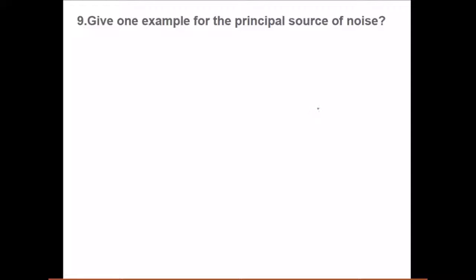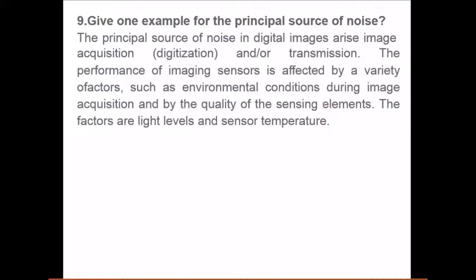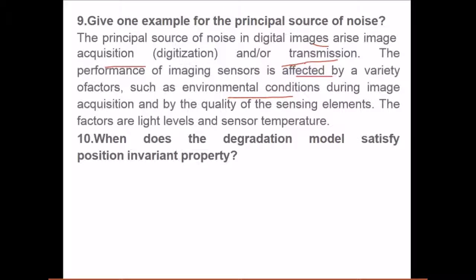Give one example of the principal source of noise. The principal source of noise in a digital image arises from image acquisition, say digitization, or transmission. The performance of imaging sensors is affected by a variety of factors, such as environmental factors, conditions during image acquisition, and the quality of sensing elements. The factors are light levels and sensor temperature. All these factors actually add noise to the system.